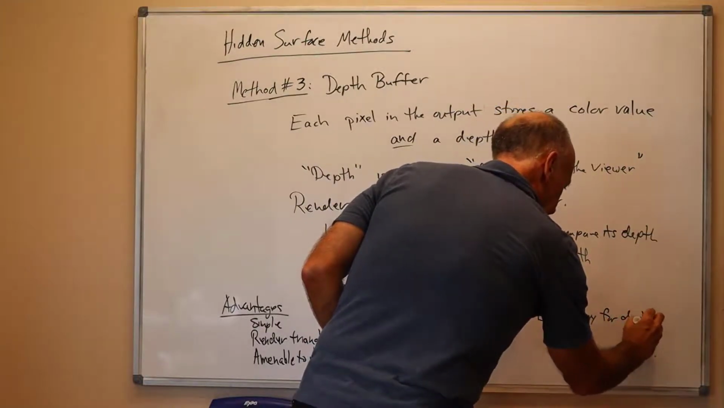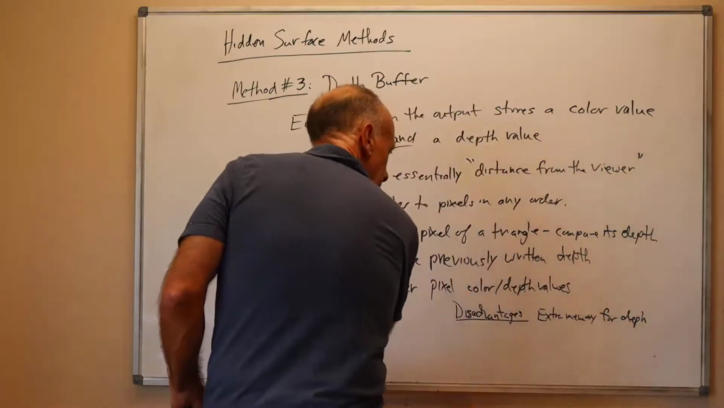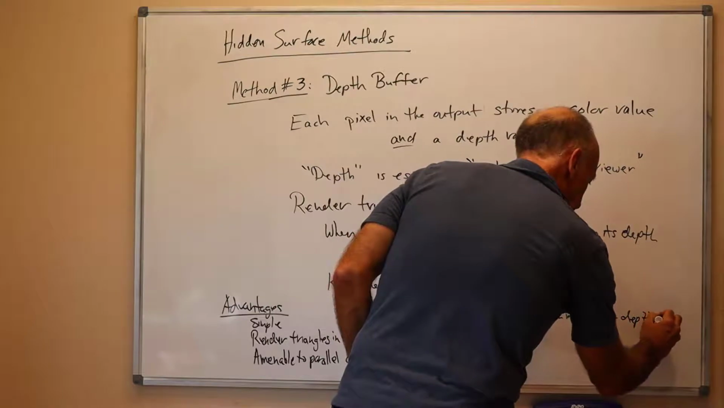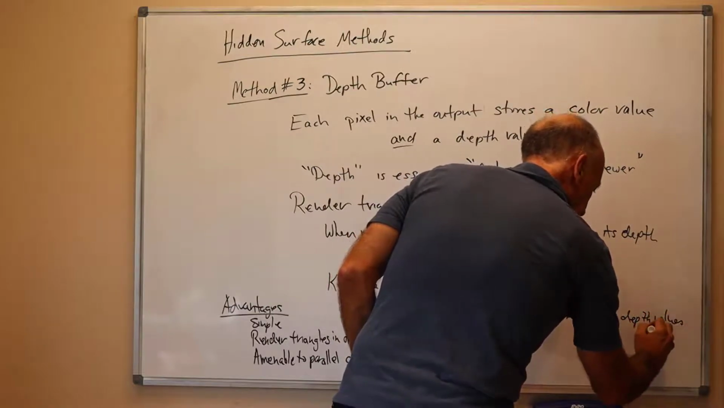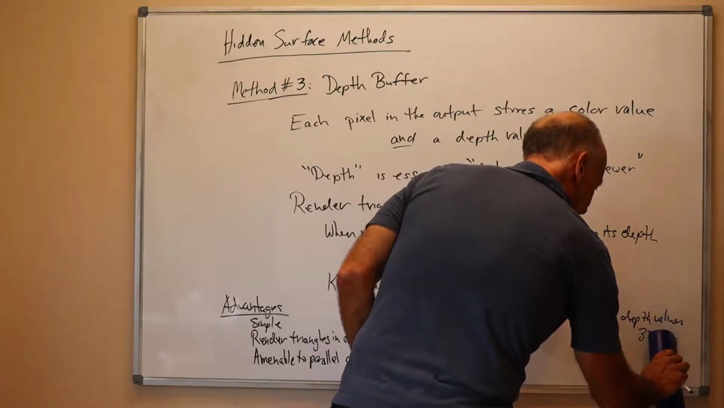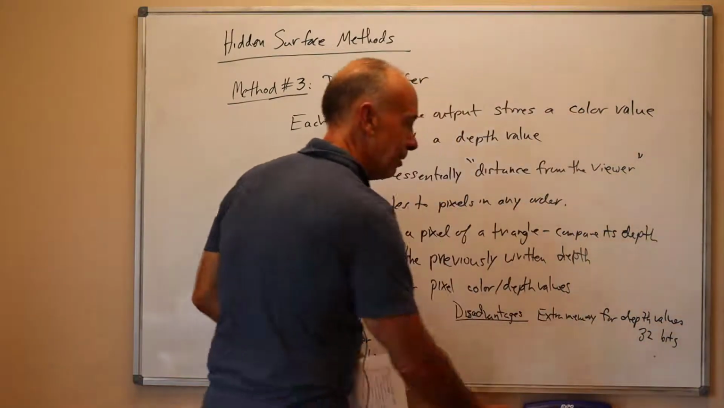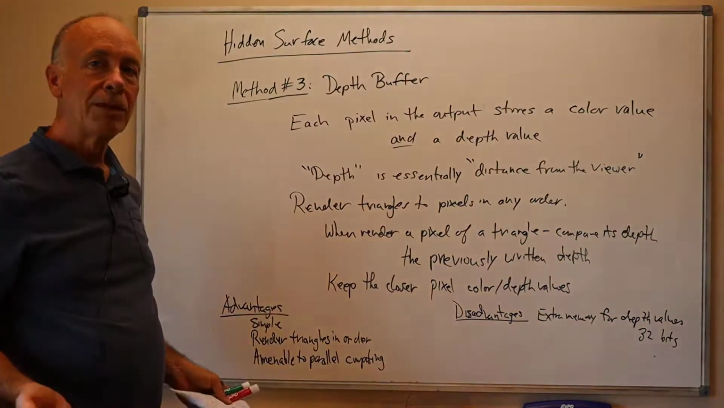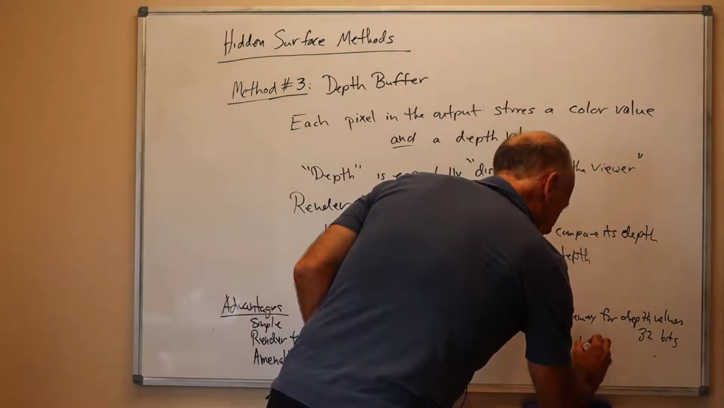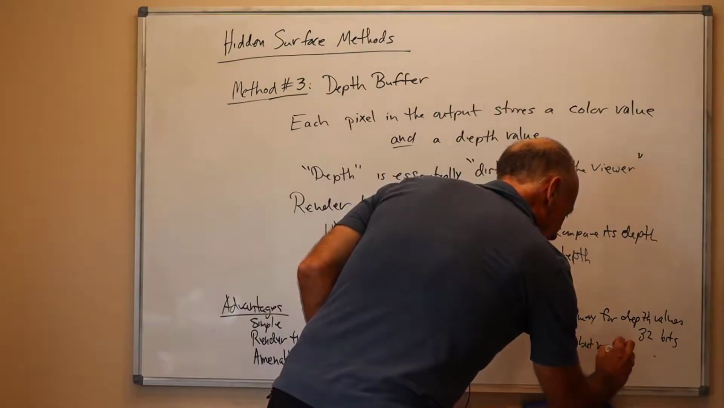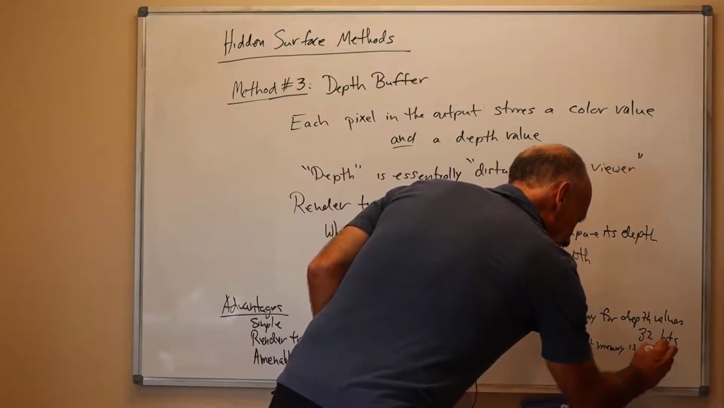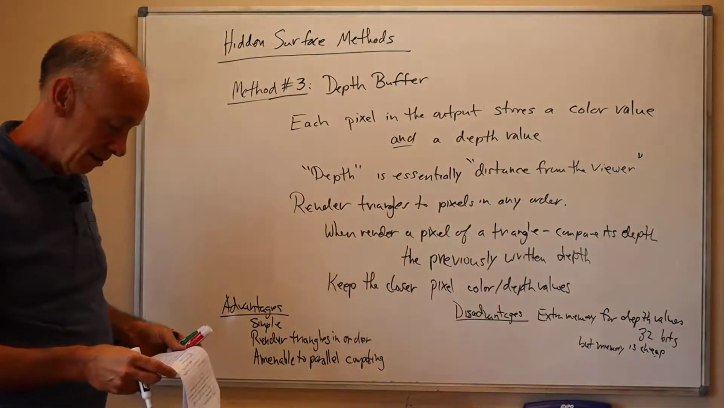So depth value is usually 32 bits. So you need an extra 32 bits per pixel on your screen. 32 bits is a common thing. There could be millions of pixels on your screen, but memory nowadays is pretty cheap. So memory is cheap, so I'll just say that's not such a bad advantage. This was a bigger disadvantage a few decades ago when memory was more expensive, but nowadays it's quite cheap.